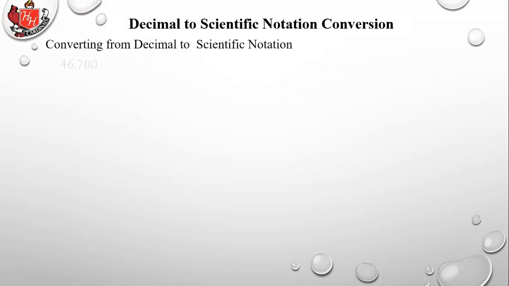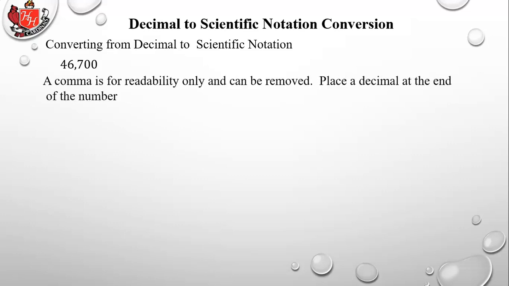So converting from decimal to scientific notation. So here we have the number 46,700. The comma is for readability only and can be removed. It has no meaning in terms of the value of the number. So place a decimal at the end of the number. So there we place a decimal. You don't see it when you see the number initially, but there it is. That's where the decimal would go, 46,700.